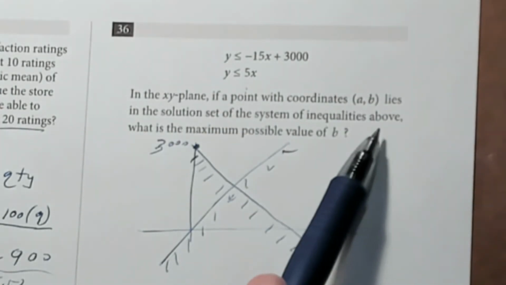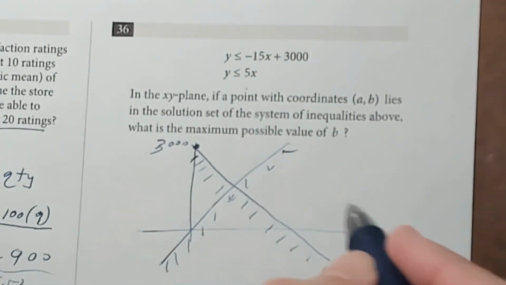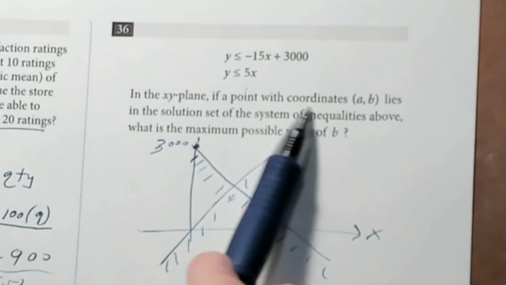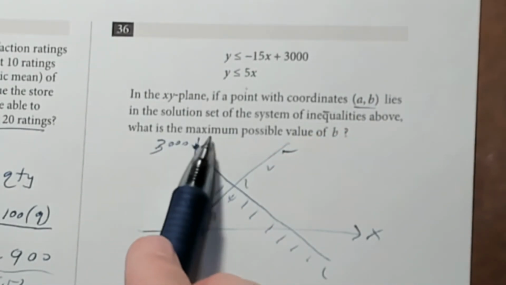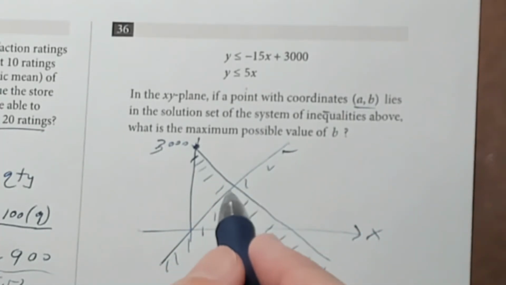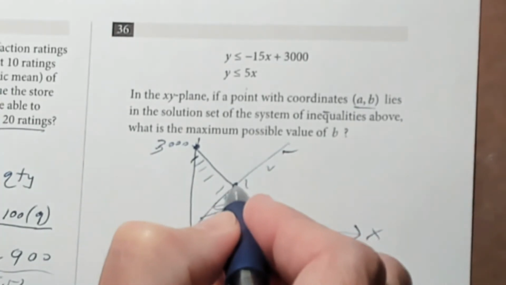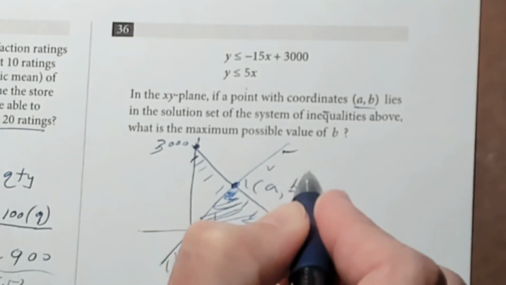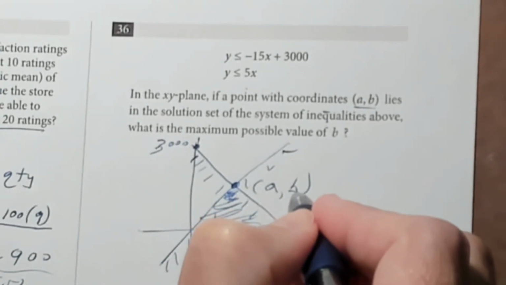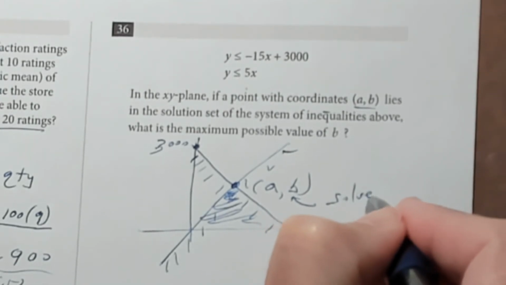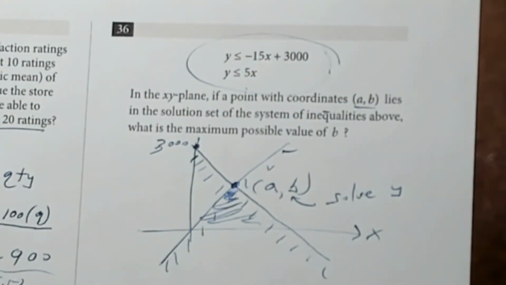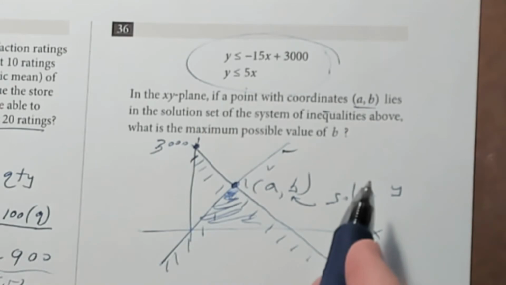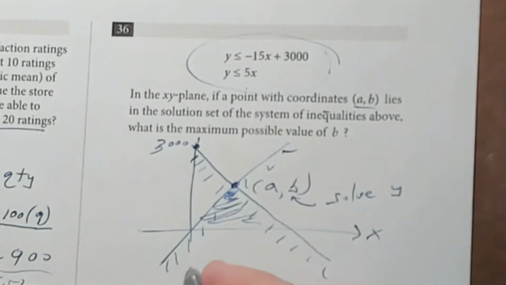Okay, so these are two inequality equations. Here's your x, here's your y. A, B. What's the maximum value of b? Well, the maximum value where the shades intersect is this one right here. So a comma b. The b value is the y value, so I'm solving for y, where these two equations are equal. So set them equal. Actually, it's pretty easy to solve for x. So let's just do that one.